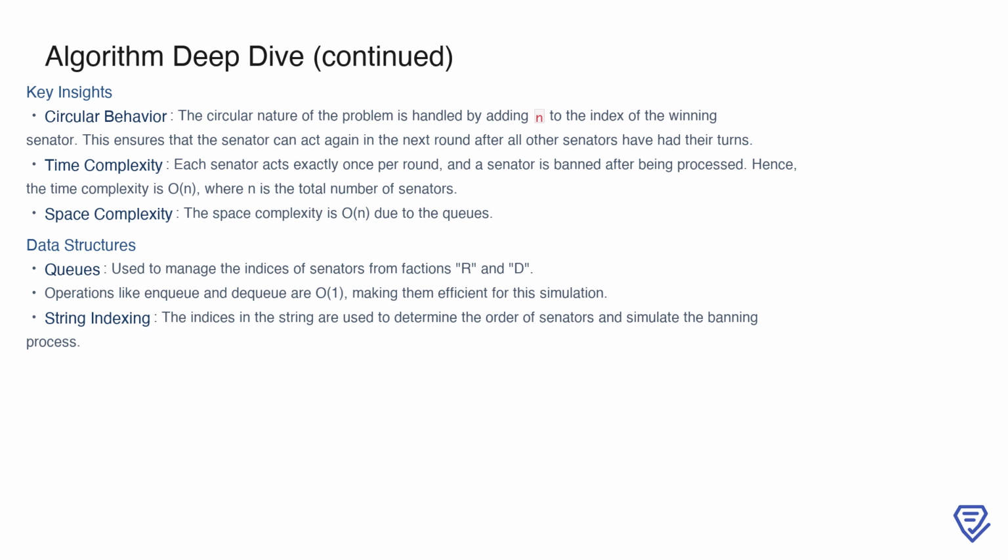of the simulation. Regarding computational efficiency, each senator gets exactly one opportunity to act per round, and once banned, they are removed from the process. This results in a time complexity of O(n), where n is the number of senators. Similarly, the space complexity is also O(n), because the two queues store the indices of all senators. These queues are the primary data structures used, and their operations, enqueue and dequeue, are highly efficient, each running in O(1) time. Indexing into the input string is another critical component, as it allows us to directly access the senators and simulate the banning process seamlessly.